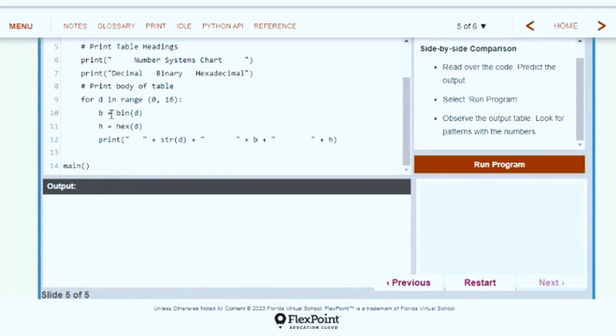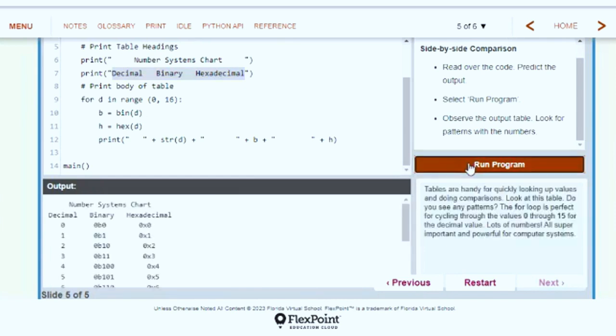So B equals the binary of D, because D is going to be a decimal number. It's going to be an integer. So it's converting what's the binary equivalent and what is the hexadecimal equivalent. And then this loop is going to print each of those. First, it prints the decimal, and then it prints the binary, and then it prints the hexadecimal. And it's already printed these 3 column headings. So this is just a program that'll give you 0 to 16, or 0 to 15, actually. The first 16 numbers of the decimal, binary, and hexadecimal.